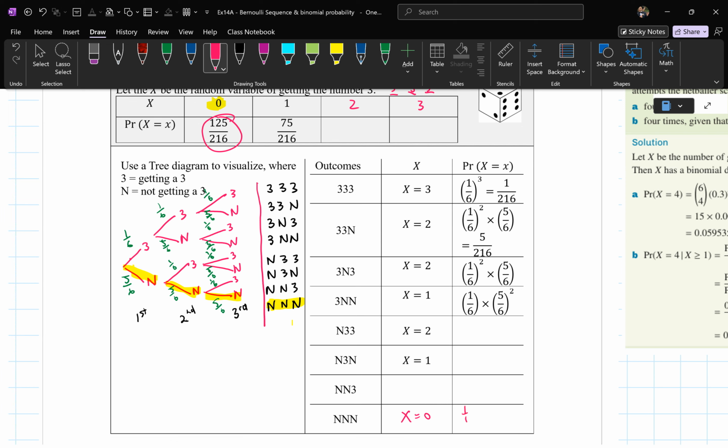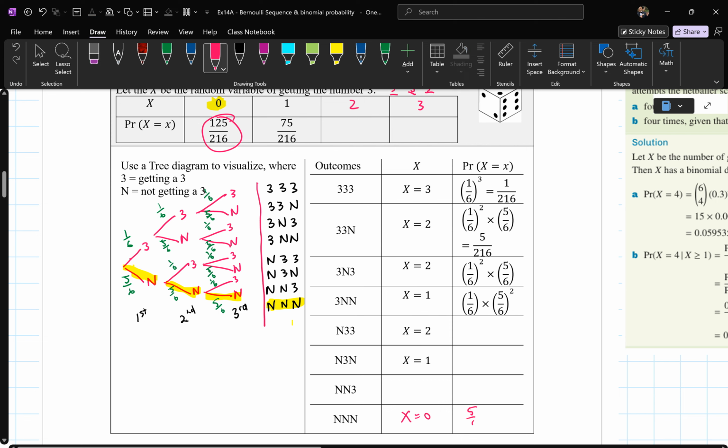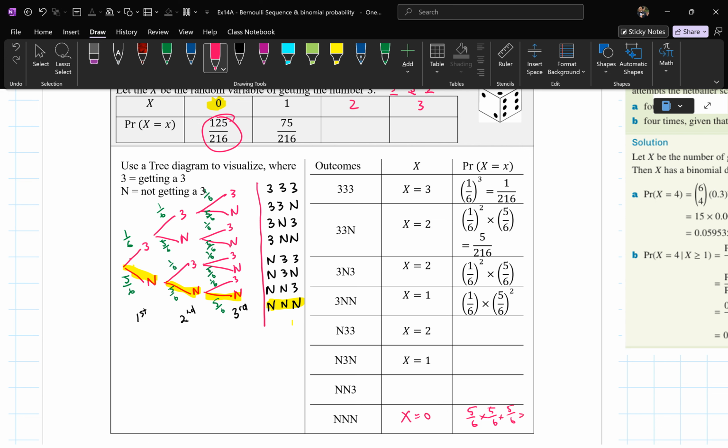And that would have been 1/6 times 1/6, oh not 1/6, 5/6 times 5/6 times 5/6, which can be summarized as (5/6) cubed. But hopefully you will see a pattern as I've already filled out most of the calculations for you here. Here's your x0. Let's have a look at x1 and see if you can pick out the pattern.